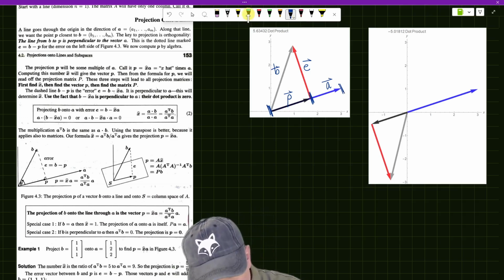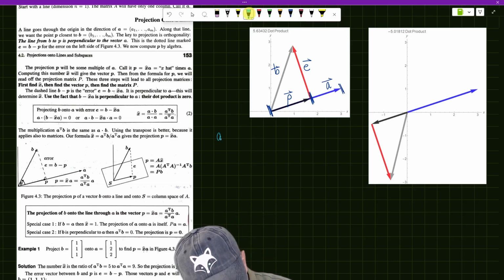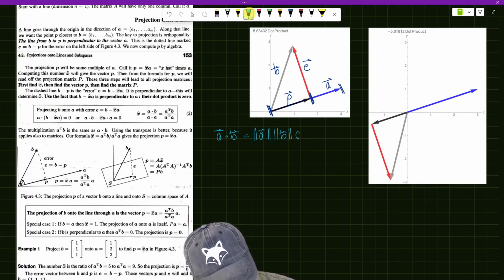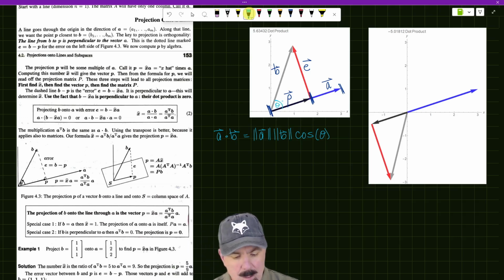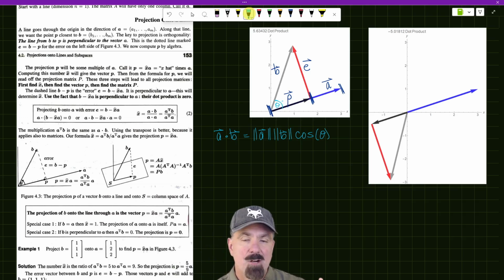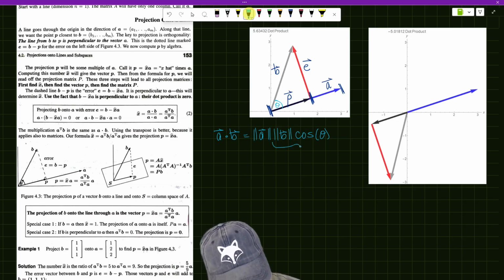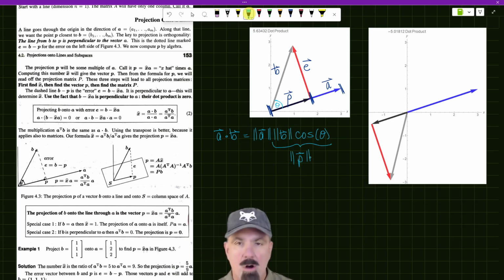Let's take a look at what that is. You remember A dotted with B is equal to the magnitude of A multiplied times the magnitude of B times the cosine of the angle between them, and remember that angle is right here. So it's easy for us to see, and it's critically important to understand that this is the length of the projection from B onto A.